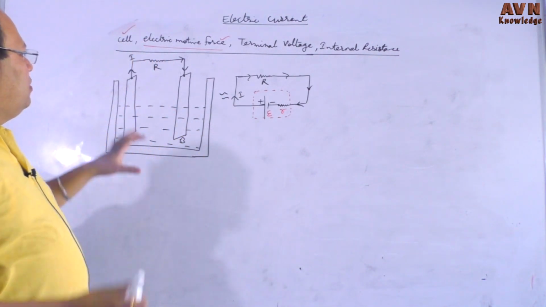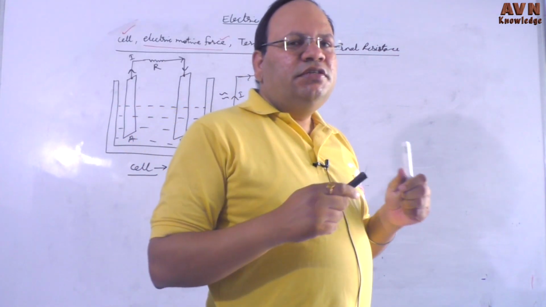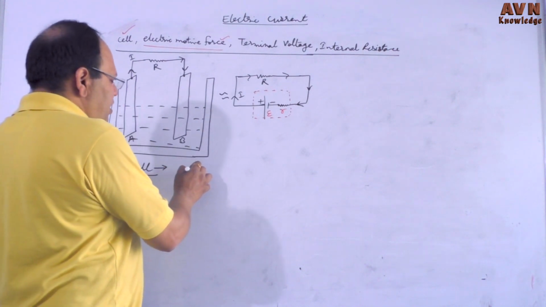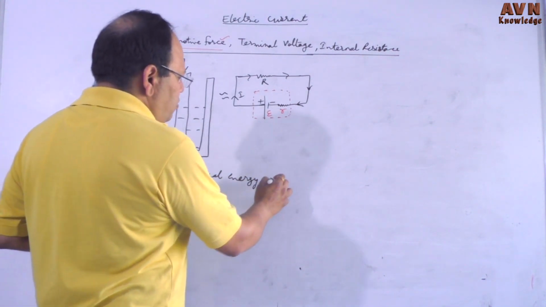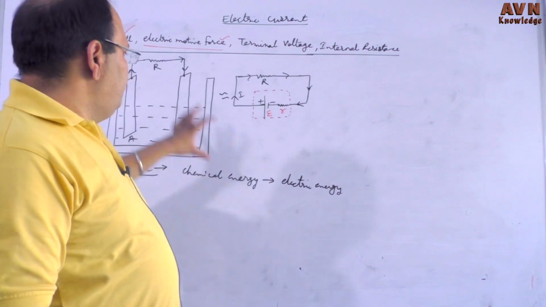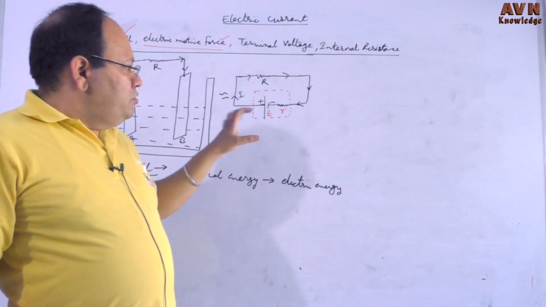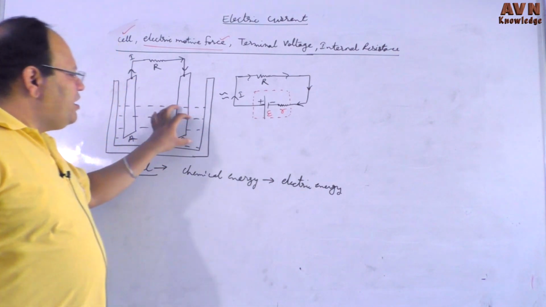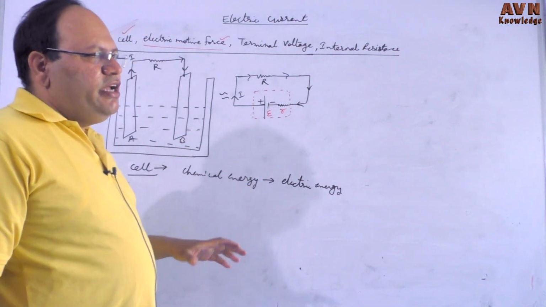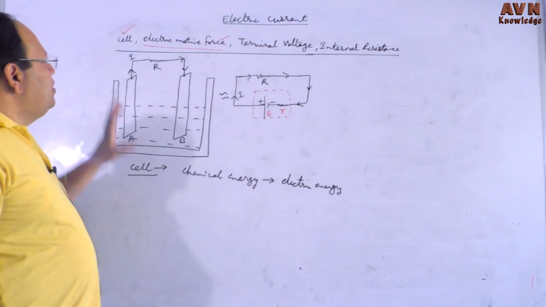So here, what is the cell? A cell is an equipment that converts chemical energy to electric energy. We use different types of batteries, like lead acid battery, and the electrolyte may be different. The basic concept is that electric energy is obtained from the cell, that is, the chemical energy is converted to electric energy, and that is called the cell.